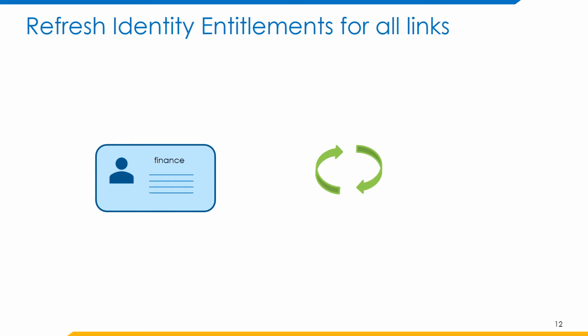The next option that we are going to speak about is refresh identity entitlements for all links. Identity entitlement refers to entitlements of an identity that are part of various links. All such entitlements will be refreshed over here. This is usually used in conjunction with refresh links. The links related data is fresh from the target applications and the related aspects of the identity are refreshed.